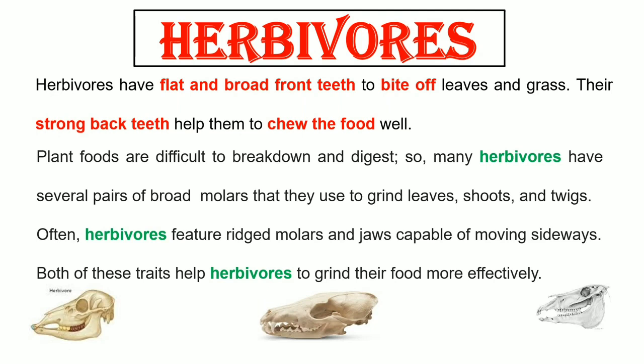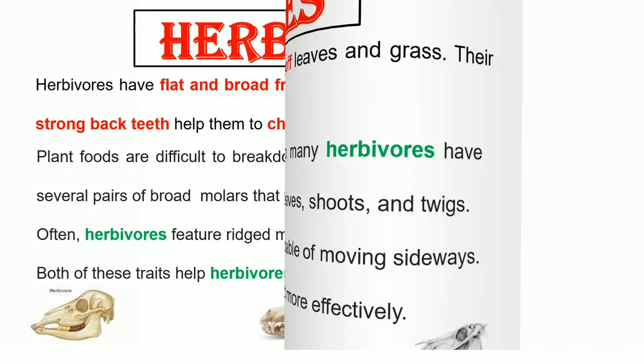Plant foods are difficult to break down and digest. So many herbivores have several pairs of broad molars that they use to grind the leaves, shoots, and twigs. Often, herbivores feature ridged molars and jaws capable of moving sideways. Both of these traits help the herbivores to grind their food more effectively.